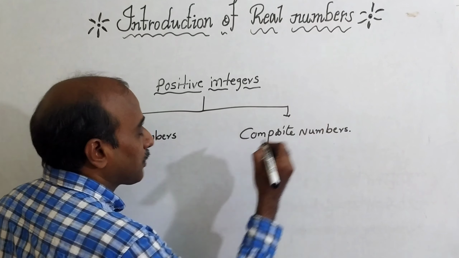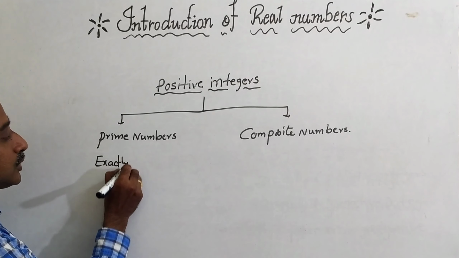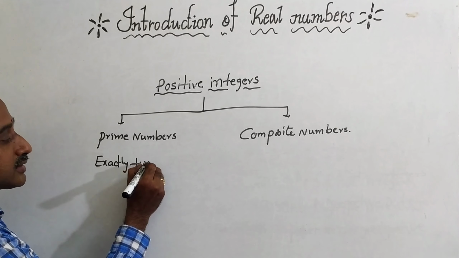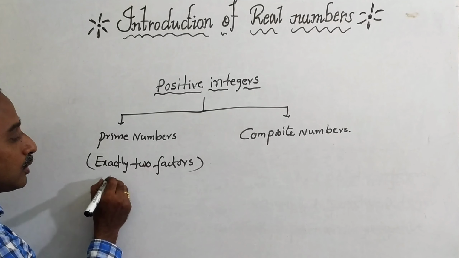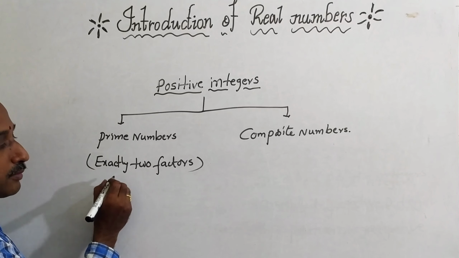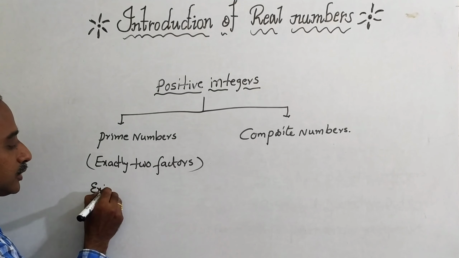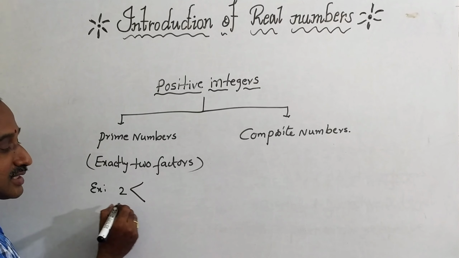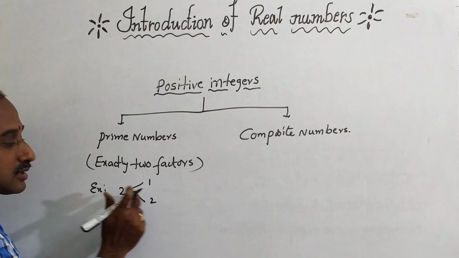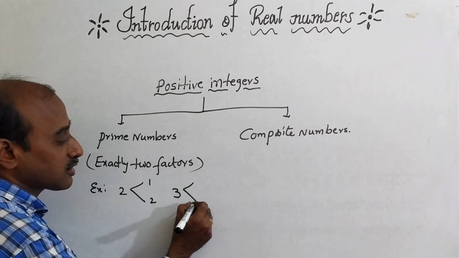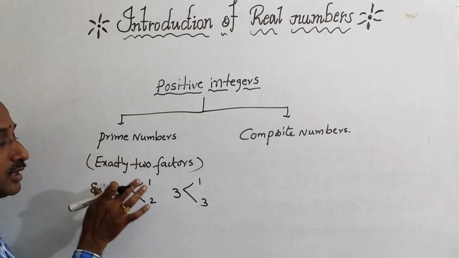So what are prime numbers? A prime number has exactly two factors, 1 and itself. For example, you can take 2. What are the factors of 2? 1 and 2. So it has only two factors, which are called prime numbers. Take one more example, 3. What are the factors of 3? 1 and 3. So like these numbers we can call prime numbers. It has exactly two factors.